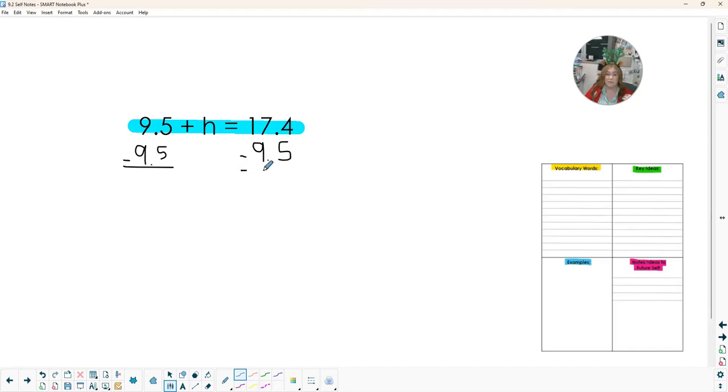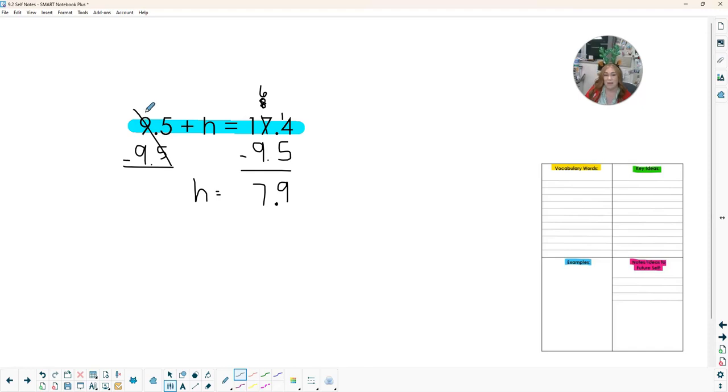We are still lining up decimals. We're still borrowing. All of our same math rules apply. So we have 9.5. We took them away. That canceled it out. So I'm just left with h equals 17.4 minus 9.5. 4 minus 5 we can't do, so we're borrowing. 14 minus 5 is 9. My decimal comes straight down. Then 16 minus 9 is 7.